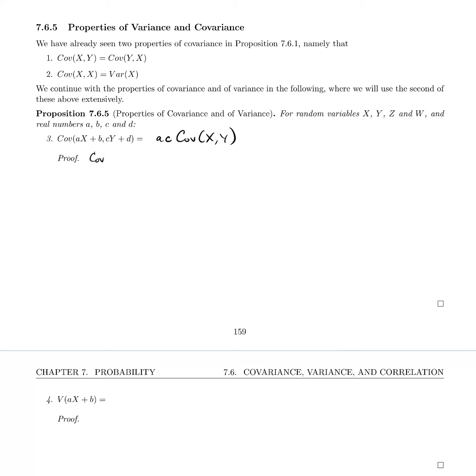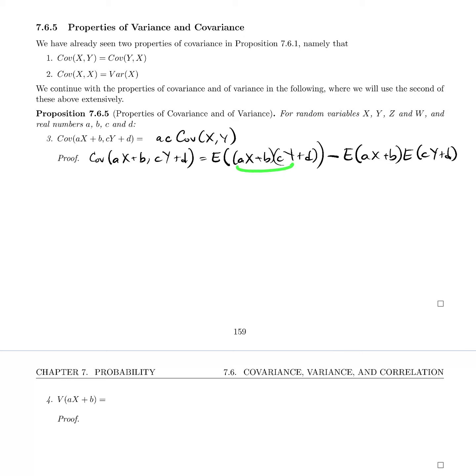So we know that the covariance of aX plus b and cY plus d can be calculated as the expected value of the product of the two. So that means we've got (aX plus b) times (cY plus d), minus the expected value of each: the expected value of aX plus b times the expected value of cY plus d. So now the rest of it is really just FOILing out and using properties of the expected value.